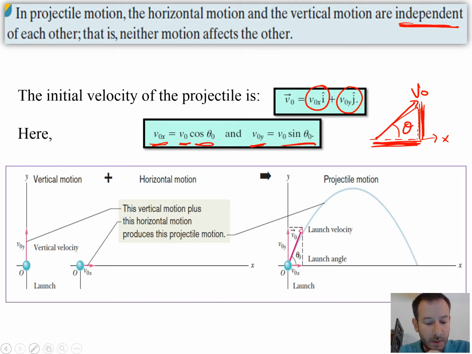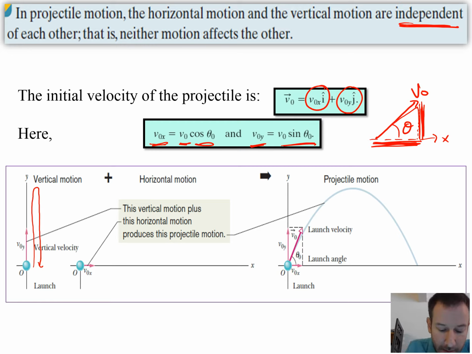Now the diagram here is showing the two different components and what they would look like. So if you're just thinking about the y direction, really the y direction is just going to look like a ball that's thrown straight up and comes right back down. So what the path would look like is it's going to go straight up and it's going to come right back down, and it's going to be accelerating the entire time because gravity is going to be pulling it down.